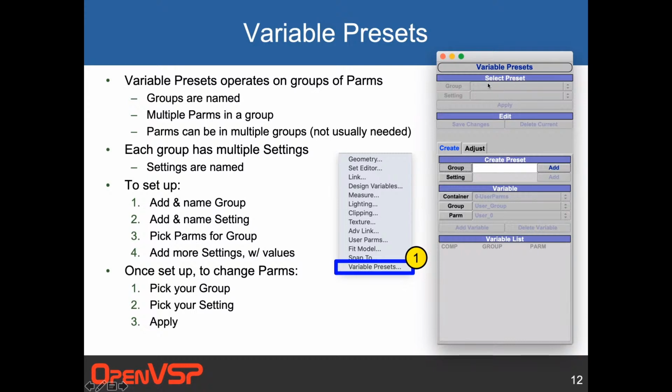This very top part is where, if you're just coming to switch models, you pick the group and the setting and you hit apply. So this is where you work once you want to change the parameters. Everything down here is more for setting it up, so you can create or adjust the values. Here's where you can add a group, then you add the settings and you pick what variables are in it and you set that all up.